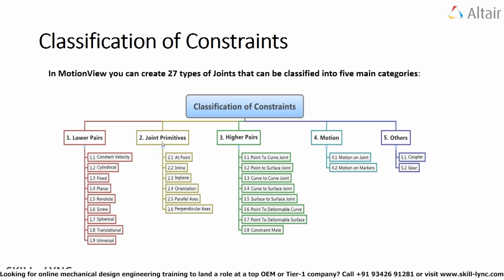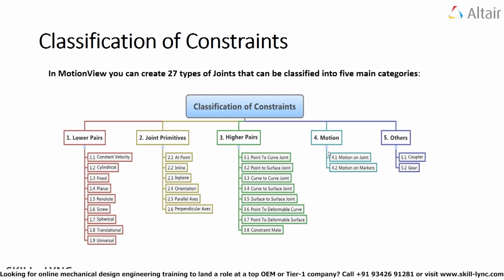Under joint primitives or JPrims, we have at point, inline JPrim, in-plane JPrim, orientation JPrim, parallel axis and perpendicular axis JPrims. In higher pair constraints, we have point to curve joint, point to surface joint, curve to curve joint, curve to surface joint, surface to surface joint, point to deformable curve joint, and point to deformable surface joint. And we also have a constraint mate joint.